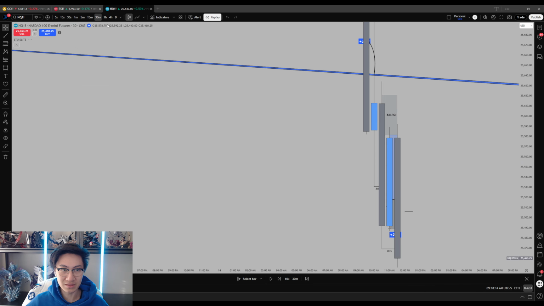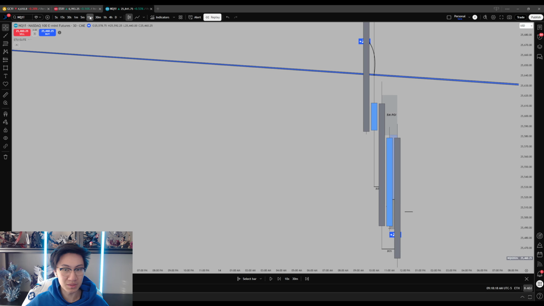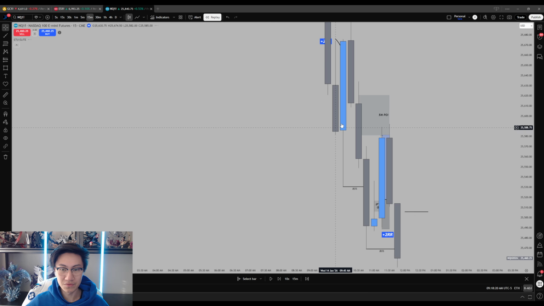You just alternate in cycle timeframes. I know for a fact, if the 1 hour doesn't have a PY here, the 30 minutes is not going to have one, most likely. Let's go to the 15 minute. 15 minute has a PY above here.